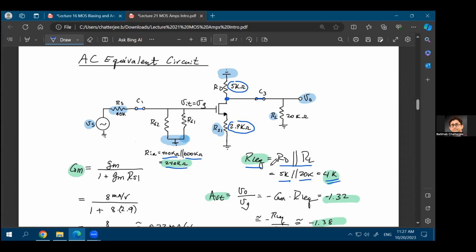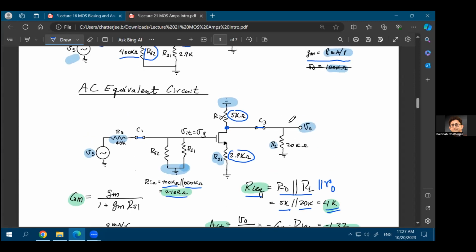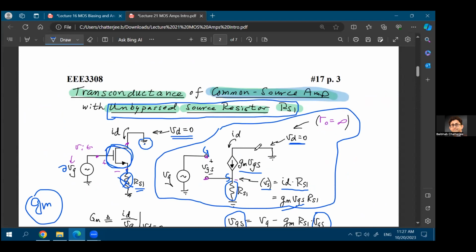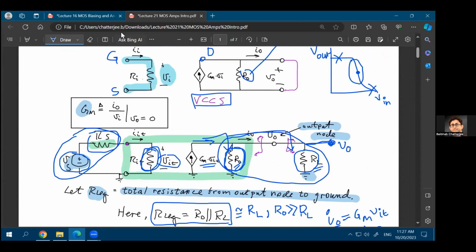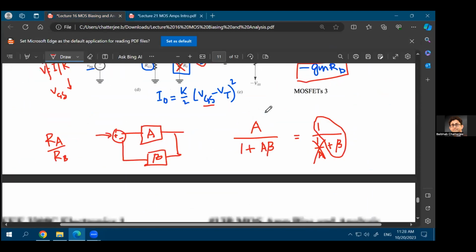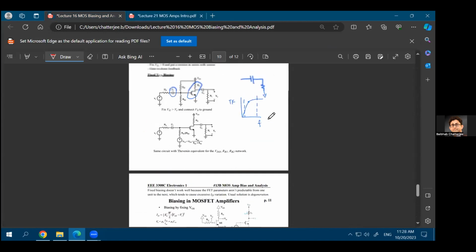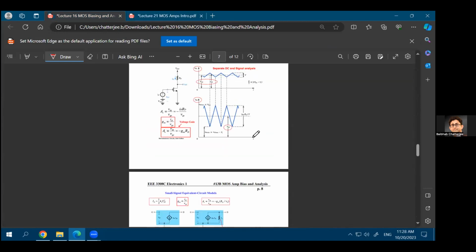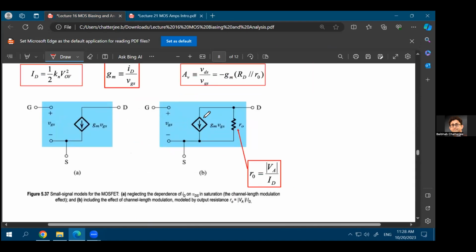What we are ignoring here in the RL equivalent is the output resistance of the MOSFET. So ideally, it should have been RD in parallel with RL in parallel with RO. Because remember that the AC equivalent circuit of the MOSFET, which we discussed in the past, maybe it's better if we go back to over here. So the AC equivalent circuit of the MOSFET was this current source in parallel with its own resistance, RO, which is connected between drain and source.